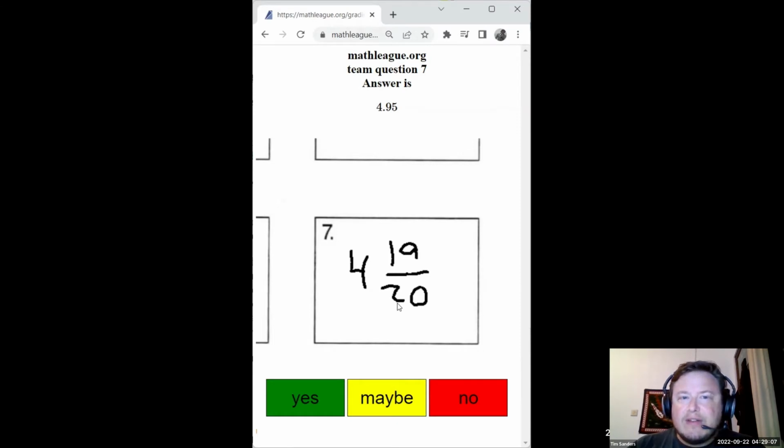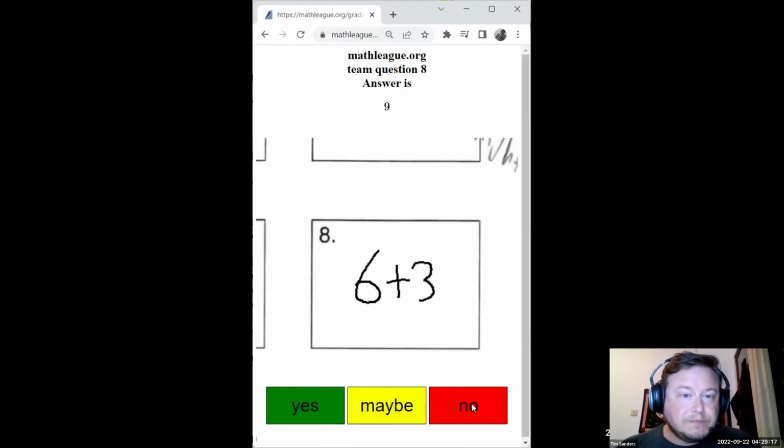I see a 2 down here. I don't see any 2s up here. I see a fraction bar down here. There's no fraction bar up here. This is not written exactly the same way, so it doesn't count. We have to mark that a no.